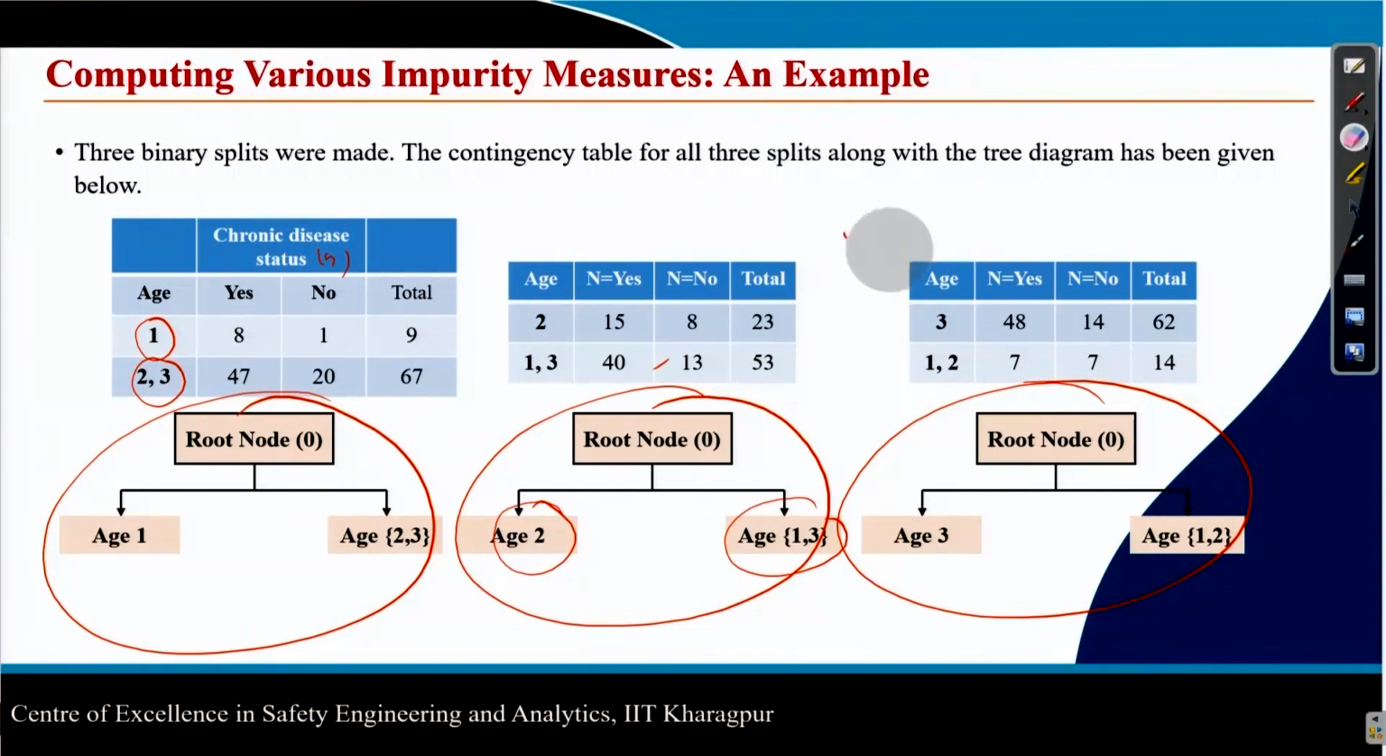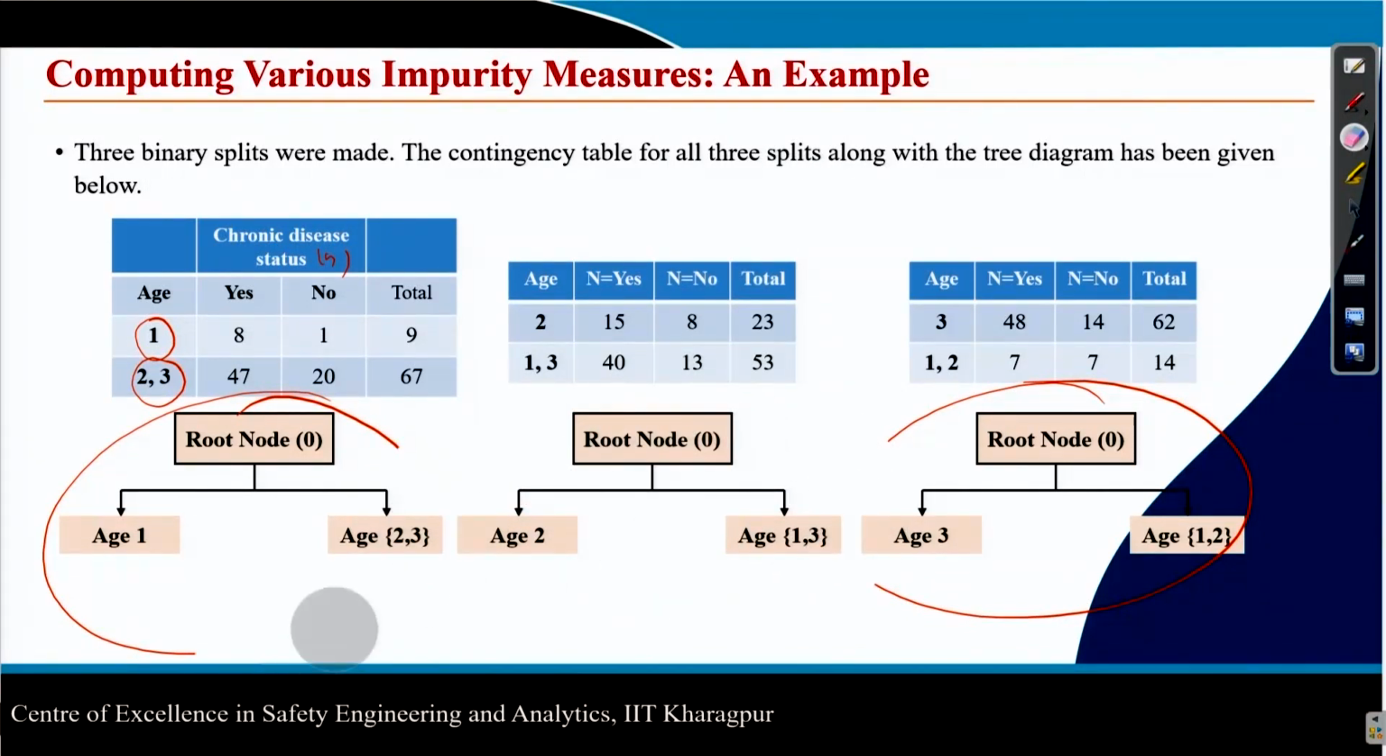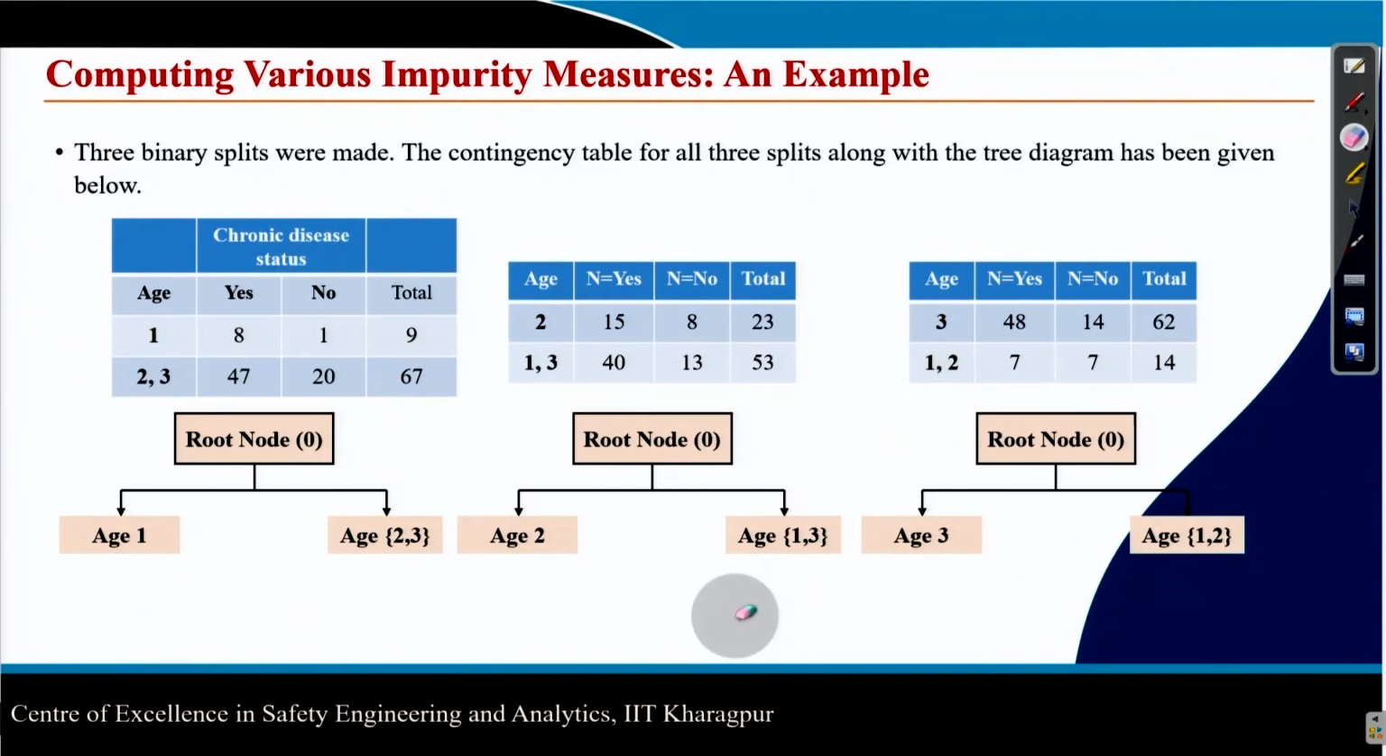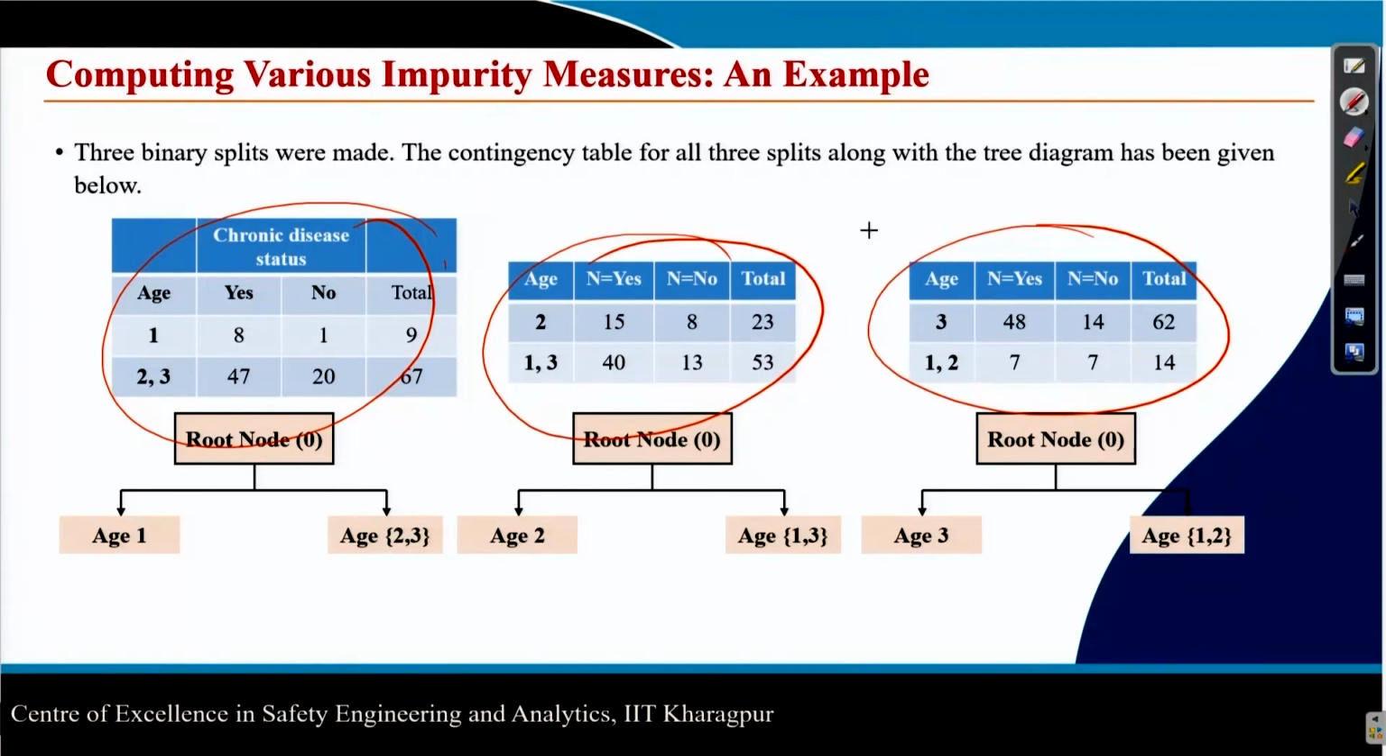So fantastic. Now I have another kind of situation: when using age as a predictor variable, you have 3 different splits. First split, age 1 versus age 2 and age 3. Second split, age 2 versus age 1 and age 3. Third split, age 3 versus age 1 and age 2. Now what is the impurity here? Once you split this, you have to compute the impurity for each one and find out where the impurity is less.